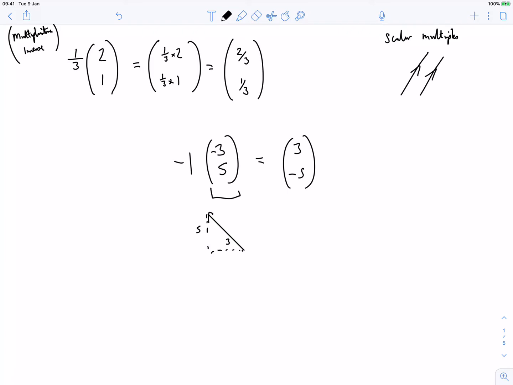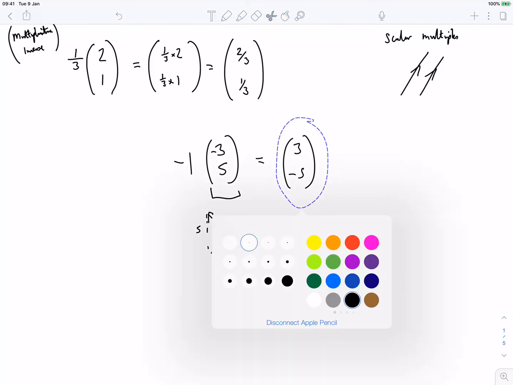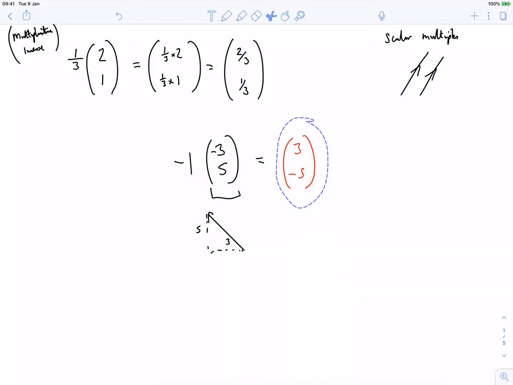And I have this new vector, 3, minus 5. What do you think is going to happen there? Well, I go along 3: 1, 2, 3, and I go down 5 this time. What can you tell me is the relationship between these two vectors?